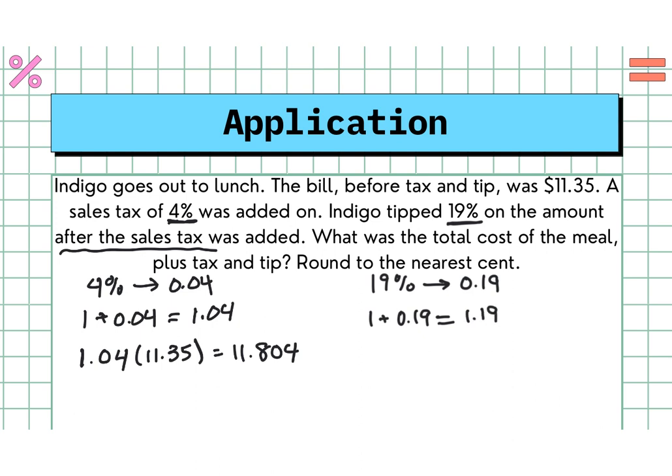This is what we're going to multiply our 11.804 by. So 1.19 times 11.804, which my calculator says is 14.04676, which once again is way too many numbers past the decimal place. So we're looking in the hundredth spot, which is where the 4 is. Look at the number after that, which is a 6. That's going to tell us we're going to round up. So our total bill with tax and tip will be $14.05.